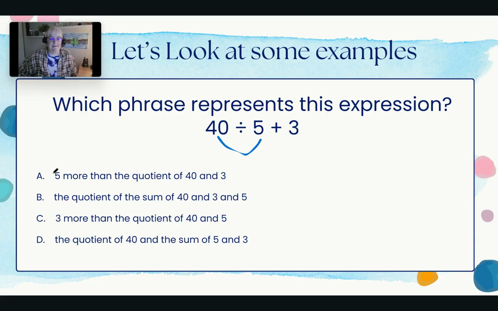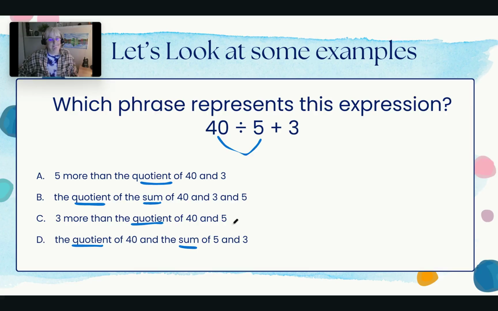Letter A says 5 more than the quotient of 40 and 3. Ooh, quotient. Make sure you're looking on that keyword list to see what operation quotient means. B, the quotient of the sum of 40 and 3 and 5. We have some more keywords in there. Letter C, 3 more than the quotient of 40 and 5. And D, the quotient of 40 and the sum of 5 and 3.